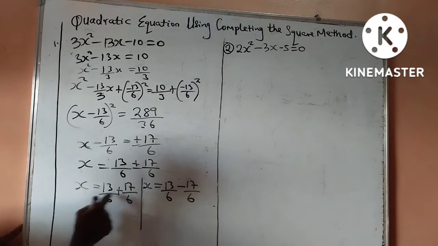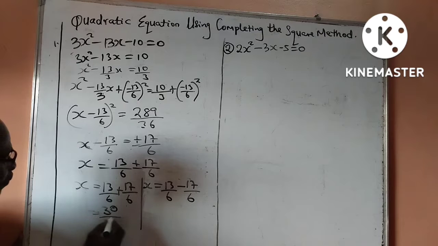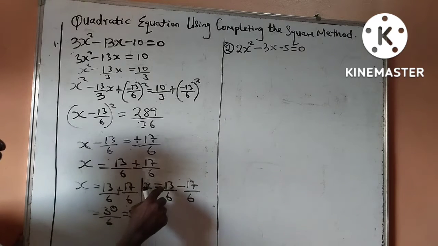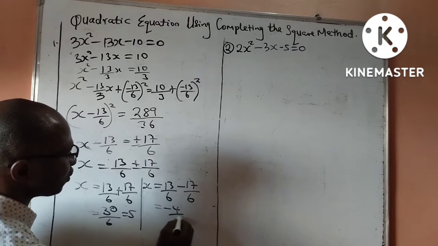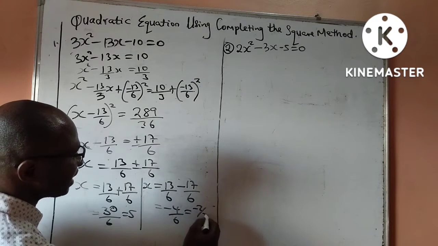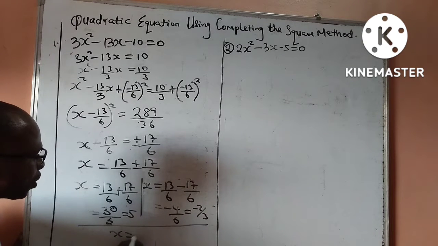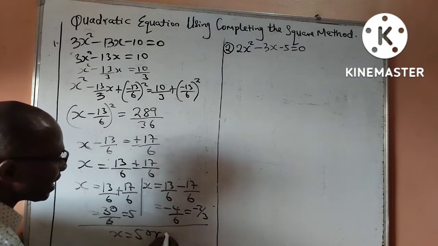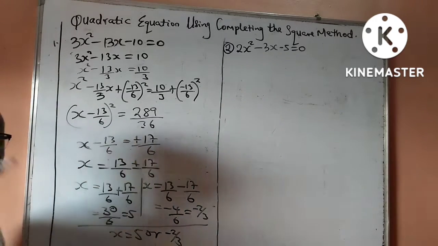So therefore, if I do this, I'm going to get 13 plus 17 is 30 over 6, which is equal to 5. And the 13 minus 17 is going to give me minus 4 over 6, which is negative 2 over 3. So my final answers now are x equal to 5 or x equal to minus 2 over 3. Very correct.